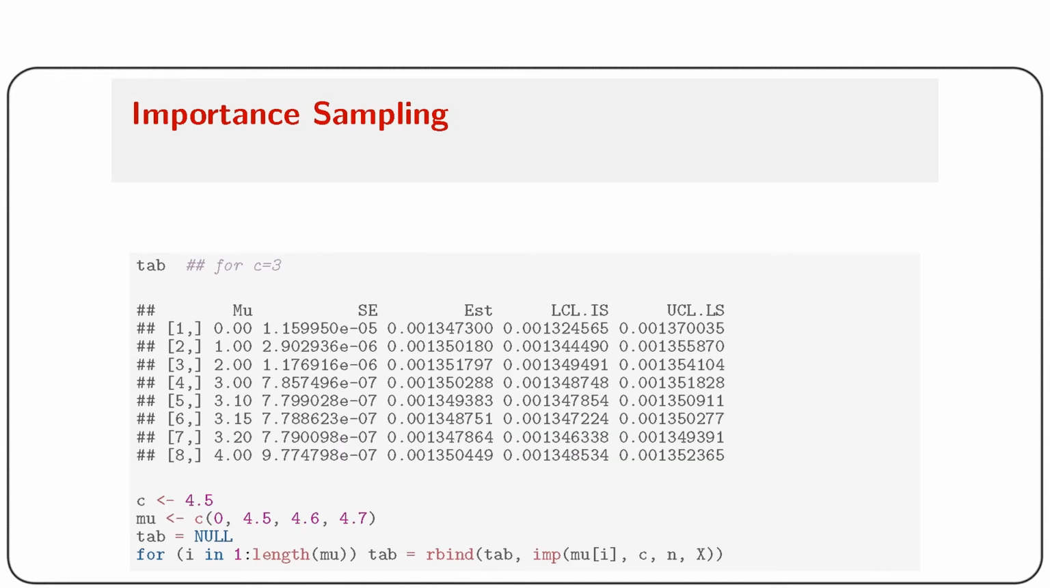So for 8 parameters, for c equals 3, these are the estimates. For c equals 4.5, if I change c to 4.5 and mu equals 0, 4.5, 4.6 and 4.7, then tab equals NULL, you can use the same for loop and the same function, and finally it will give you these estimates: mu, standard error, estimate, and the 95% confidence interval with lower and upper confidence limits, corresponding to the 4 values of mu.